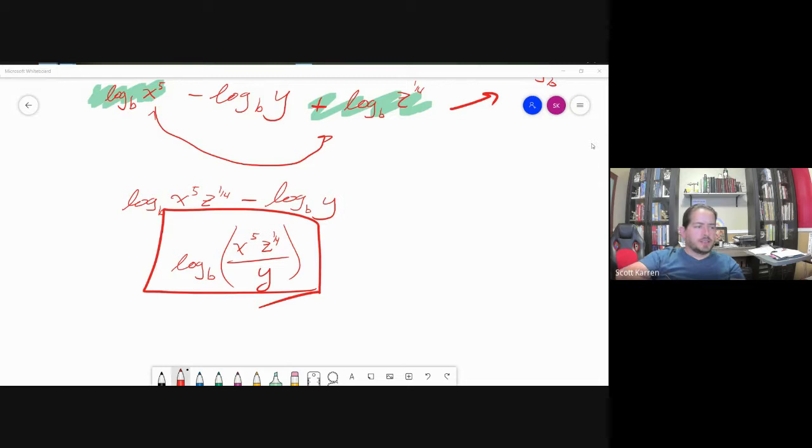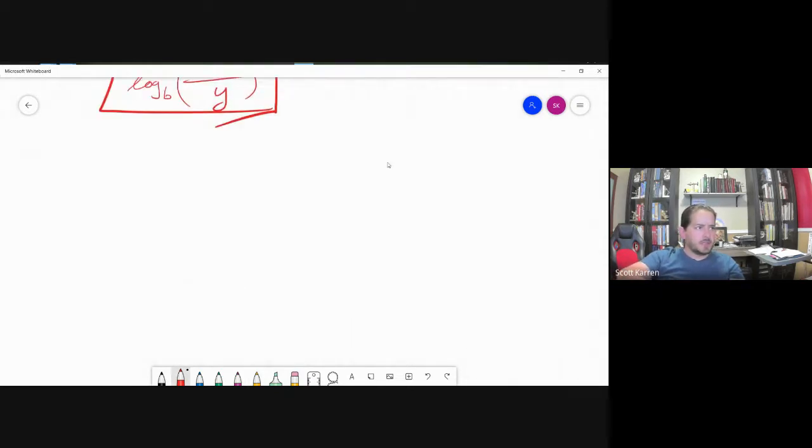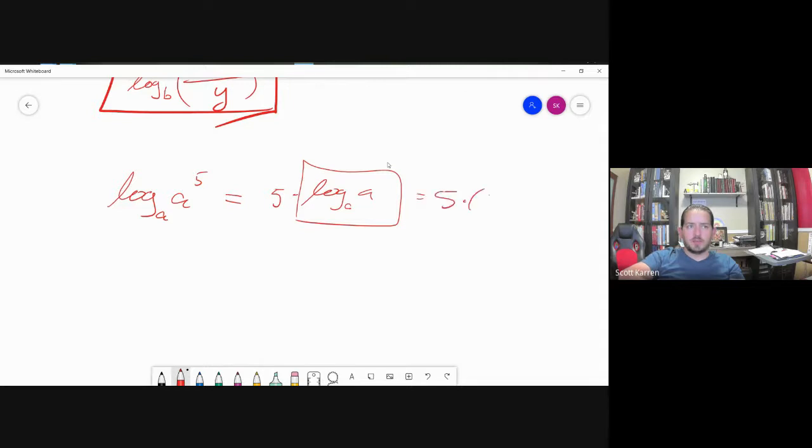Okay. So if I see something that looks like this, log base a of a to the 5, well, I know that using the power rule, I can say that this is 5 multiplied by the log base a of a. But log base a of a is 1, so this is 5 times 1, or just 5. And so I can generalize that if I have anything of this form, log base a of a to the b is going to simplify down to b.